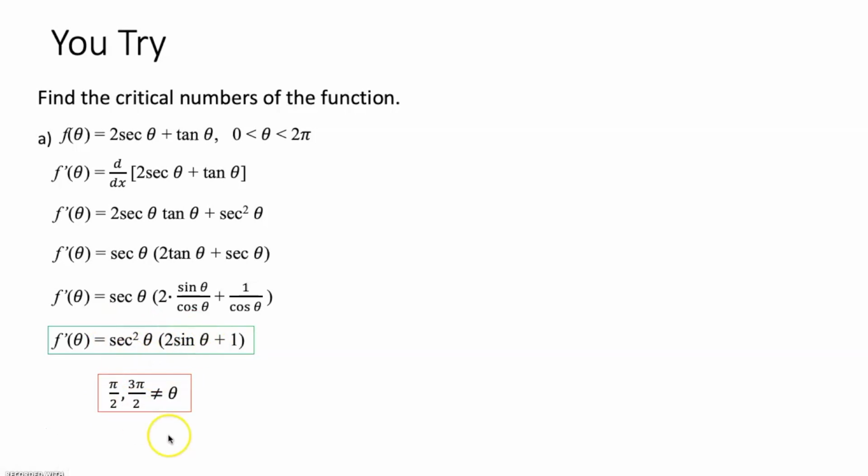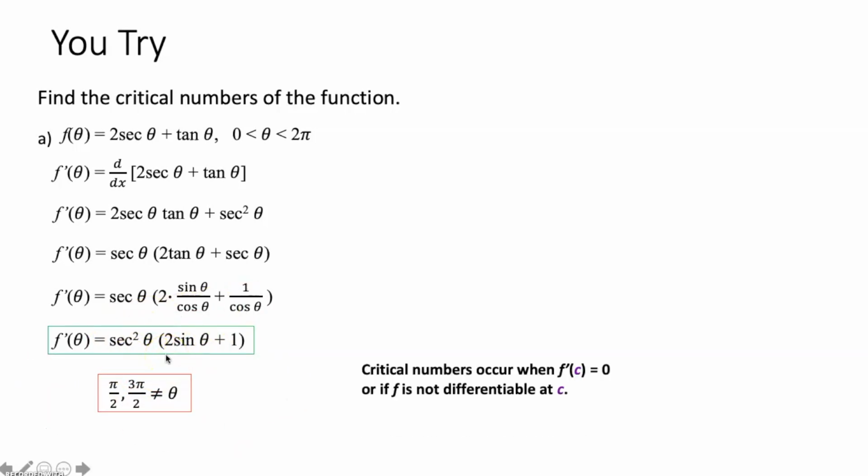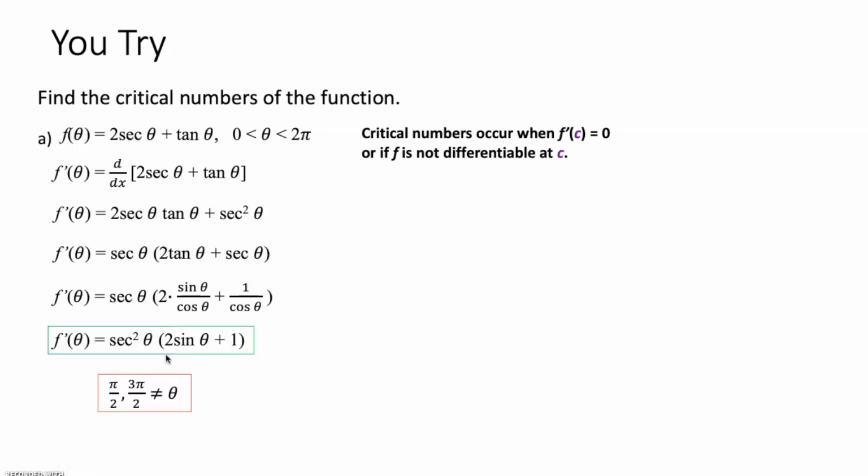Now, we need to figure out where this derivative is equal to 0 or does not exist, because at those values, we will have critical numbers. So let's first find where this derivative equals 0. So we're going to set the derivative equal to 0 and solve for theta. So because this times this is equal to 0, we can technically set each of those equal to 0 separately and solve for theta by the zero product property.